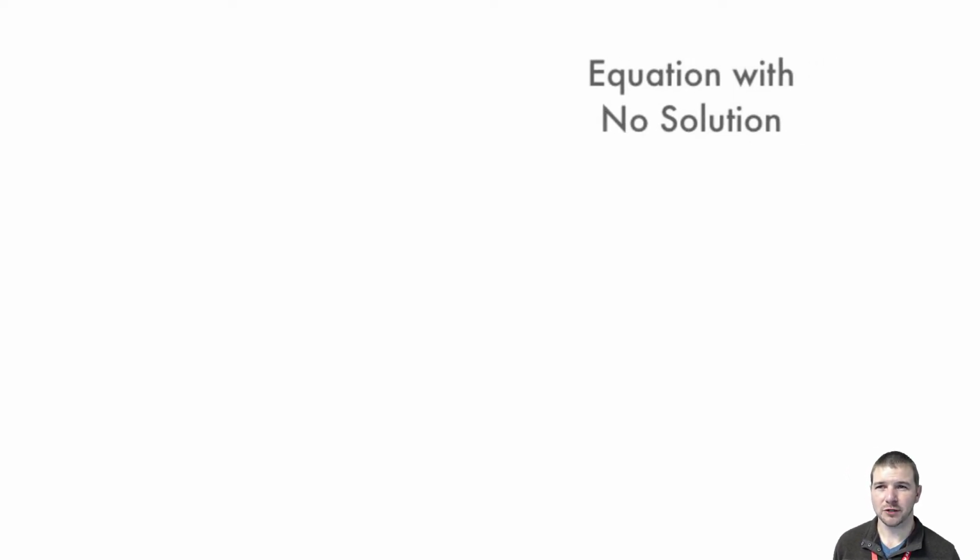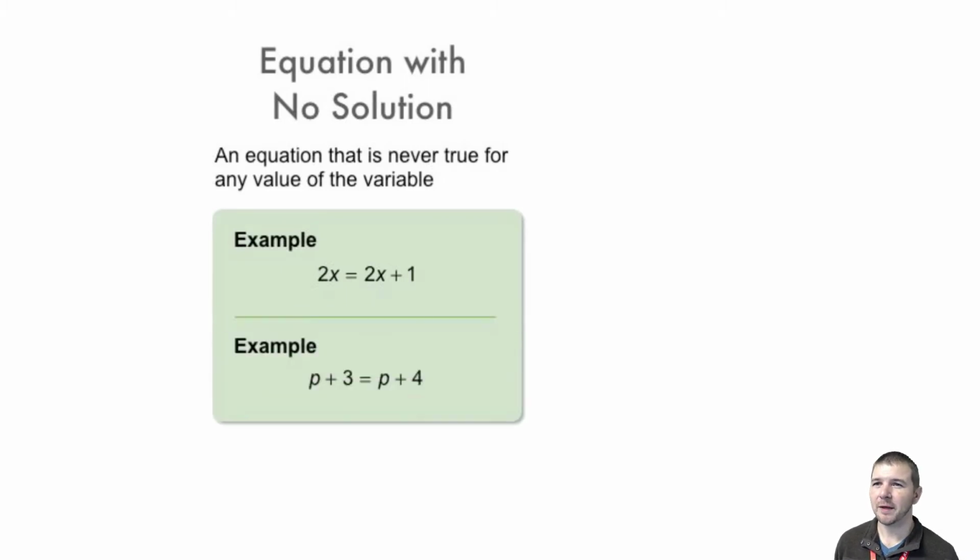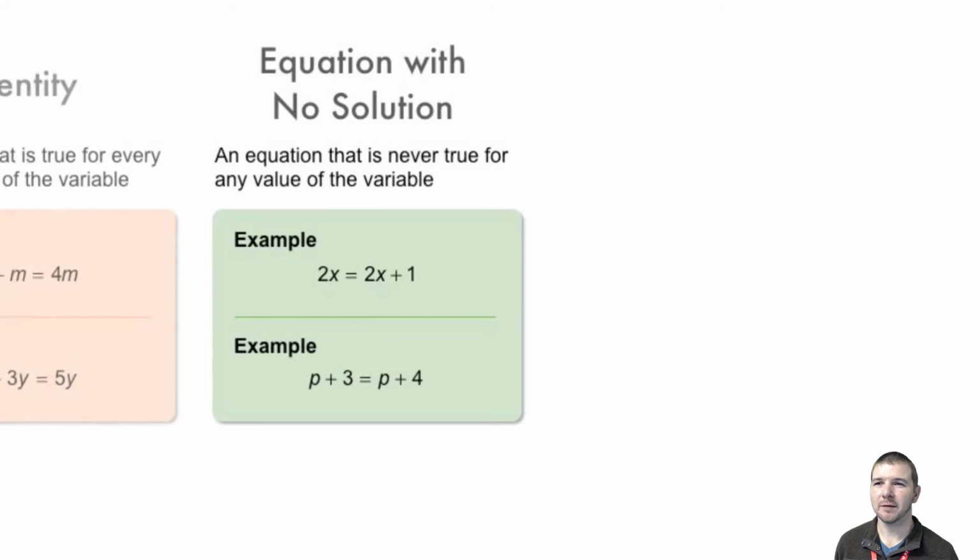Finally, an equation with no solution. That's an equation that is never true for any value of the variable. No matter what we substitute, the equation won't ever be true. For example, 2x = 2x + 1. Another example, p + 3 = p + 4.